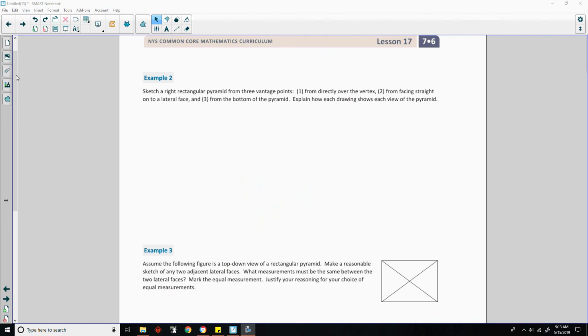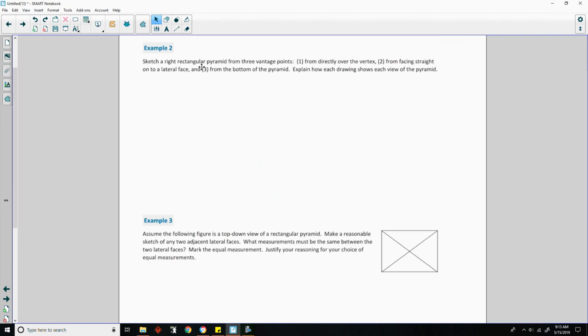Okay, page 3, example 2 says, sketch a right rectangular pyramid from 3 vantage points. 1, from directly over the vertex, so we're looking down from it, so if we were a bird flying over. 2, from facing straight on to a lateral face. And 3, from the bottom of the pyramid. Explain how each drawing shows each view of the pyramid.